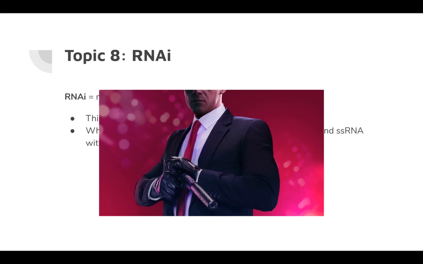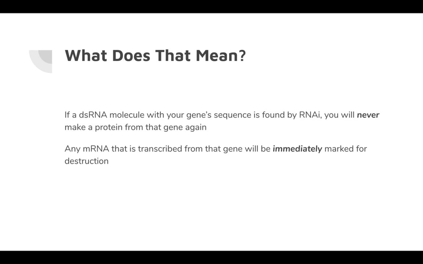But seriously, we have a hitman system? Our cells have a hitman system? Like, search out for this sequence and go destroy it and it'll just do it? That's insane. So what do we really mean by this? What we really mean is if a double-stranded RNA molecule with your gene sequence is found by RNAi, you will never make a protein from that gene again. Never.